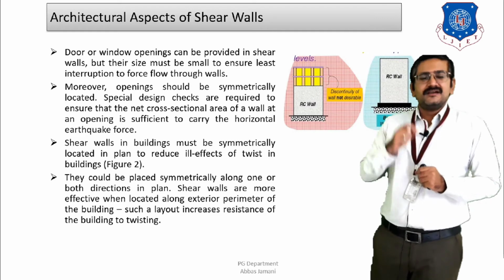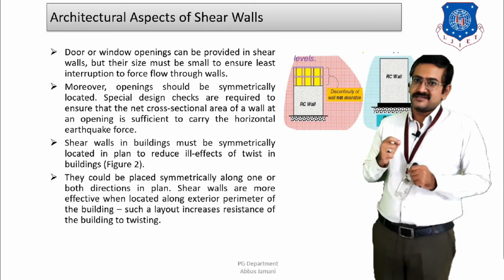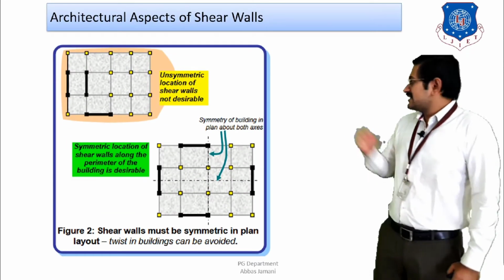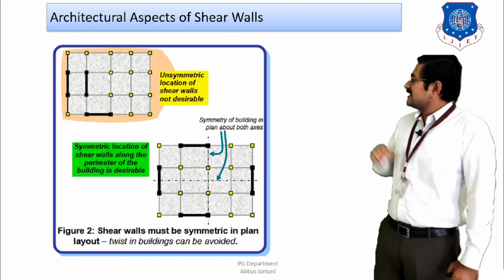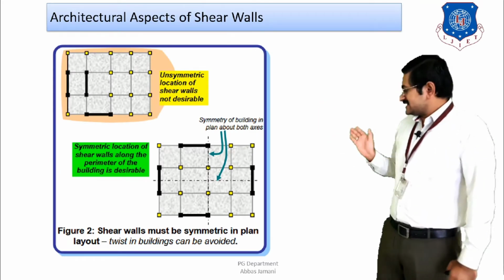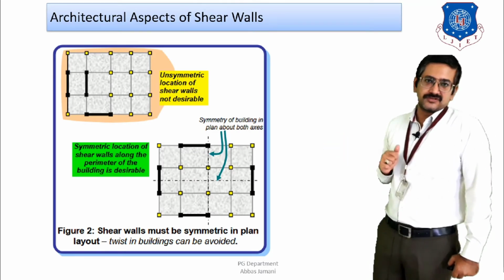And lastly, these elements have to be distributed evenly in plan also. That also we will see in the next figure, and their location also we will discuss in the next figure, right? So as you can see, two figures are shown. In the first figure, the unsymmetric distribution of the shear wall is shown. In the second figure, the even, or symmetric, distribution of the shear wall is shown, right?